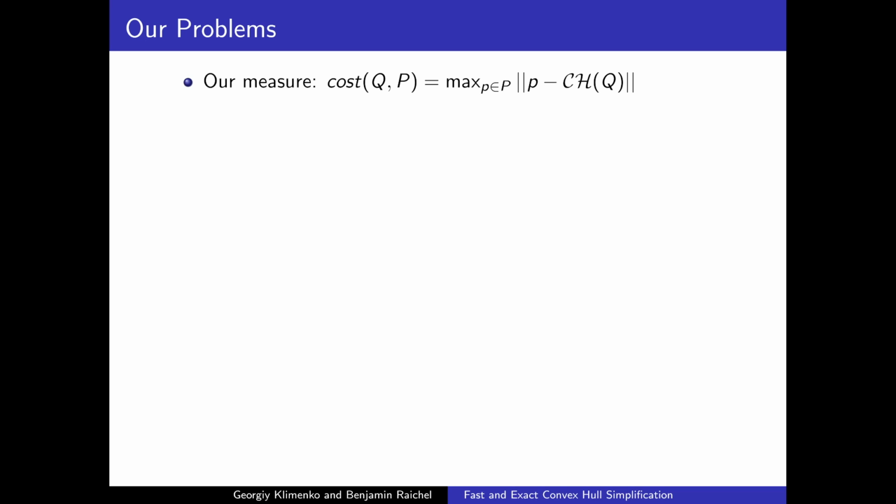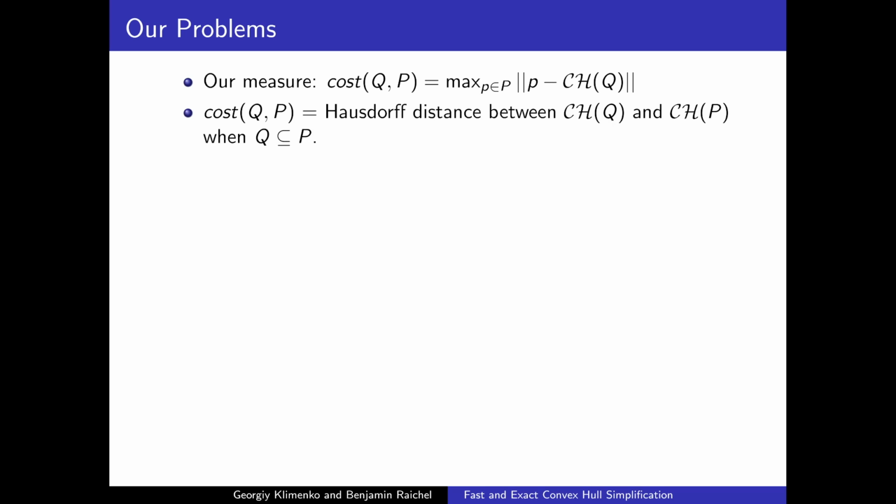Now the cost of two sets Q and P is defined by looking at the convex hull of Q, and for all points in P which are outside that hull of Q, we compute their distance to that hull of Q. Out of all such distances, we pick the maximum and call it cost(Q, P). This is essentially the Hausdorff distance between the convex hull of Q and the convex hull of P, when Q is a subset of P. On the figure, the vertex marked red is the maximum distance to the hull of Q, whose points are marked blue, so the distance is our cost.